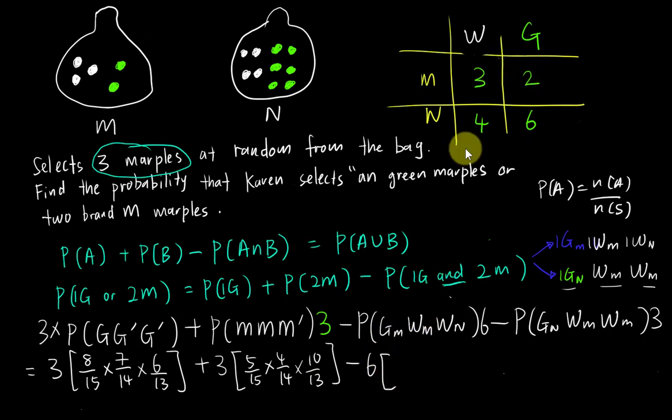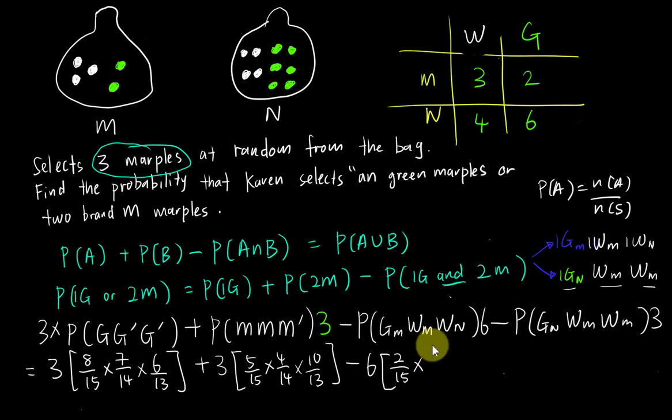I want to have a green for brand M. Green for brand M is basically, how many of them do you have? You basically have 2. You have 2 only, right? So this one should be 2 out of 15. 2 out of 15, multiply.